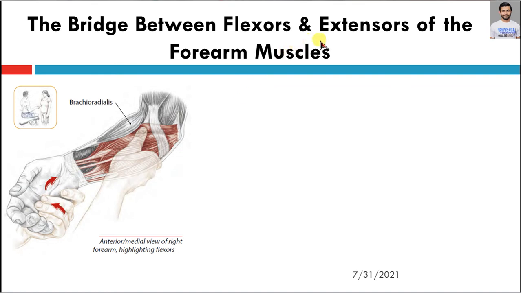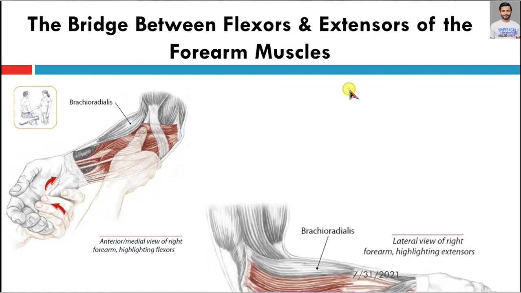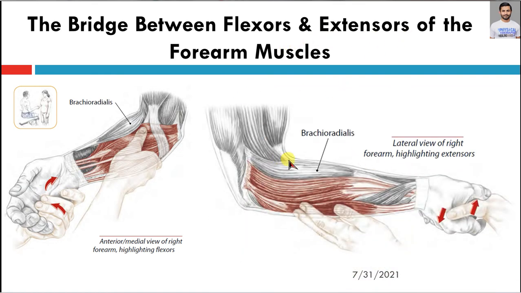The brachioradialis is the bridge between the flexors and extensors of the forearm muscles. This is the brachioradialis that makes the bridge between the flexors of the forearm and the extensors of the forearm.